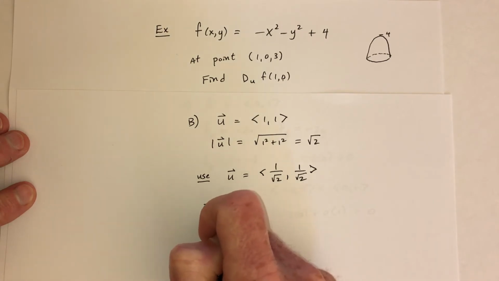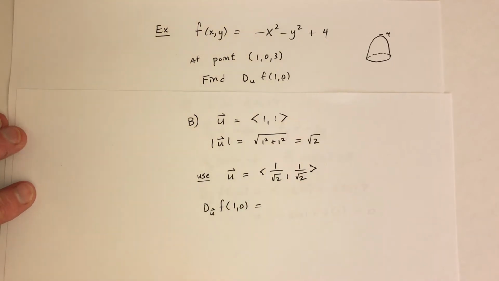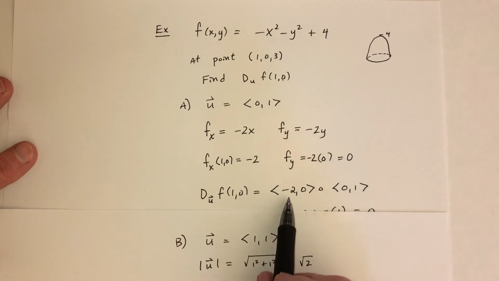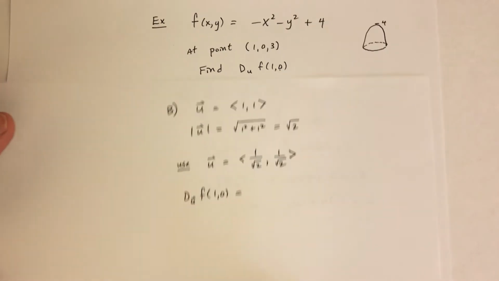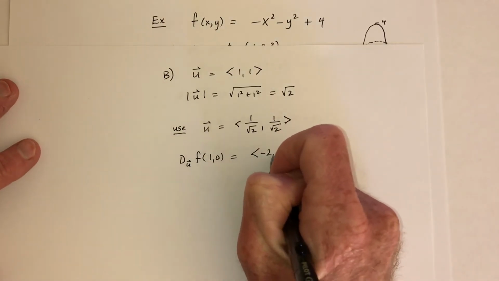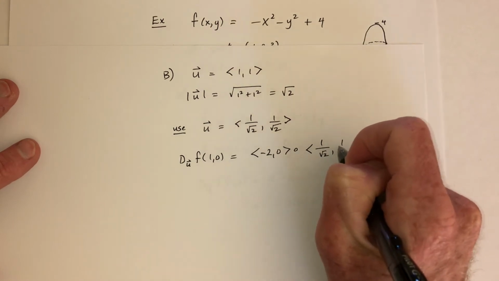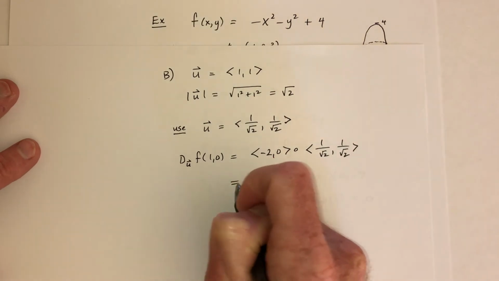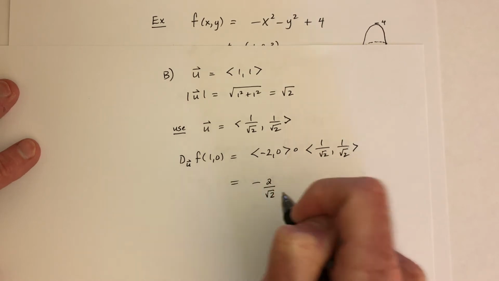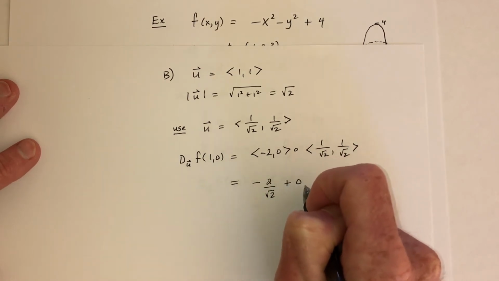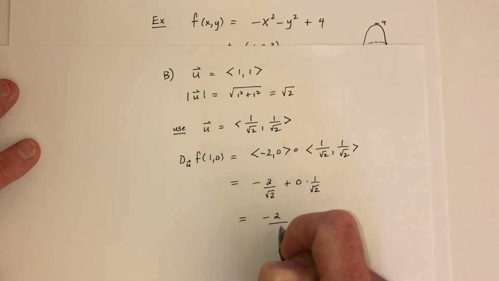So the derivative in the direction u of the function at 1, 0 equals, this part's going to be the same. This part is exactly the same. We're only changing this vector right here. So it's going to be negative 2, 0 dot product with 1 over radical 2, 1 over radical 2. So that'll be negative 2 times this one, so negative 2 over radical 2, plus 0 times 1 over radical 2. So in the end, it equals negative 2 over radical 2.